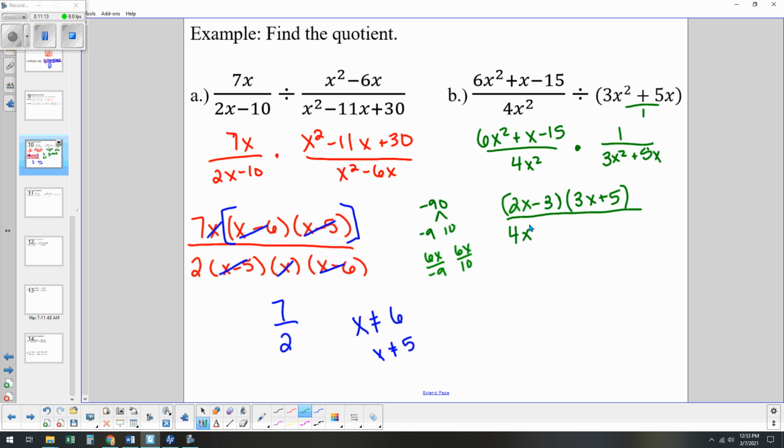This is 4x squared, and now there's a GCF here, right? And 3 and 5, nothing comes out, but they both have an x, and I'm left with 3x plus 5. So here, the only things that are going to cancel are the 3x plus 5s, so I'm left with 2x minus 3 over 4x to the third. And this didn't have a denominator, so I don't have to worry about anything here, right? I'm not going to have to account for it right now.